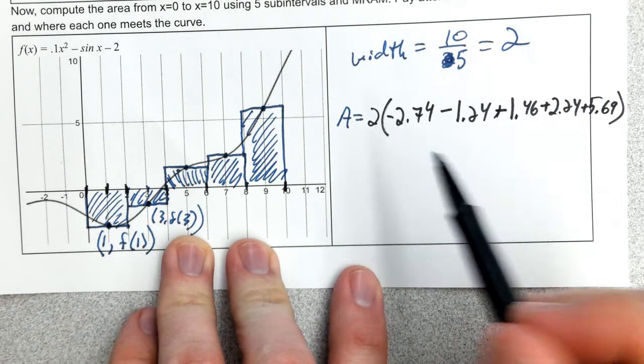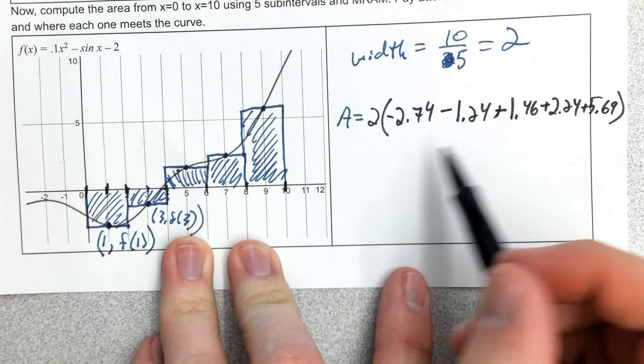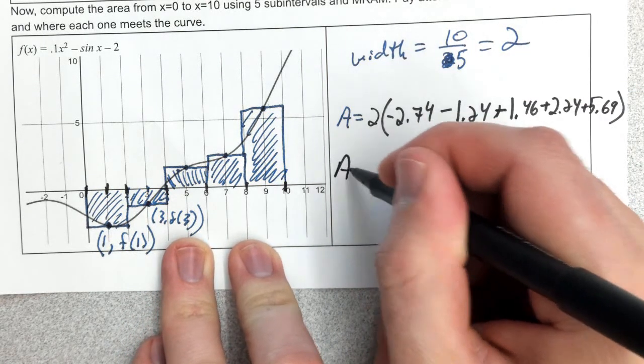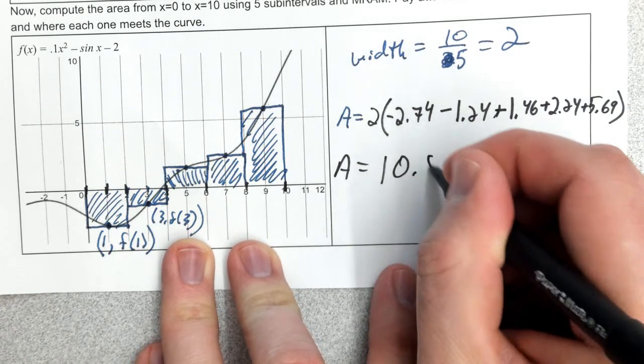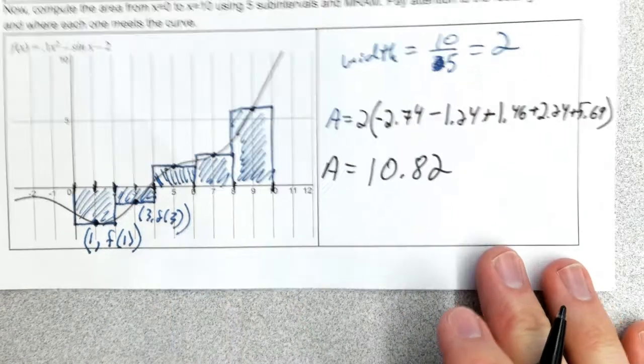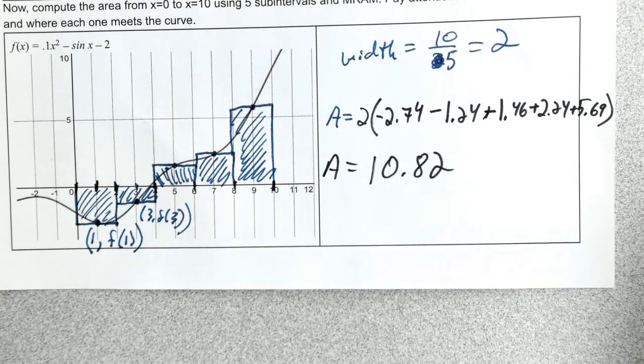I guess last year I used the 100th place, or 2 decimal places. I think 1 is probably fine for your approximations. You end up with an area of 10.82. Okay, so that is the process for sketching in the rectangles and finding approximations using LRAM, RRAM, and MRAM.